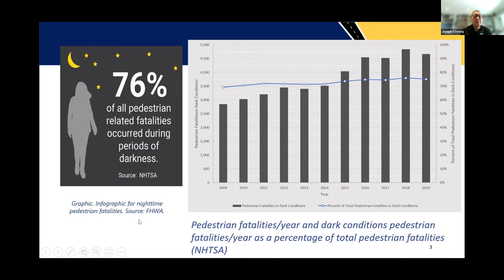Take a look at the data. Earlier on that particular slide, we were focusing more on just the overall nighttime fatality, but this particular graph deals more with pedestrian fatality. The pedestrian fatality had been increasing ever since 2009 all the way to 2019, from around 2,800 nighttime pedestrian fatalities to about 4,510, and then it increased for 2020 data to about 4,795. So overall, about 76% of pedestrian-related fatalities occur at nighttime or the period of darkness.